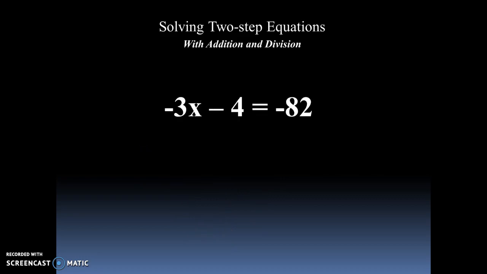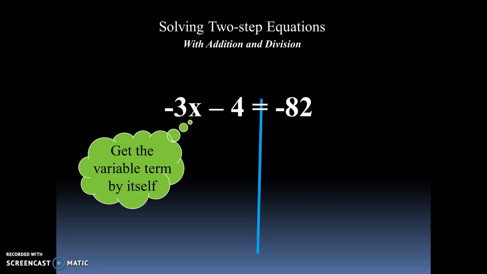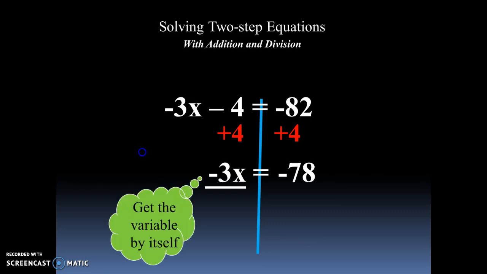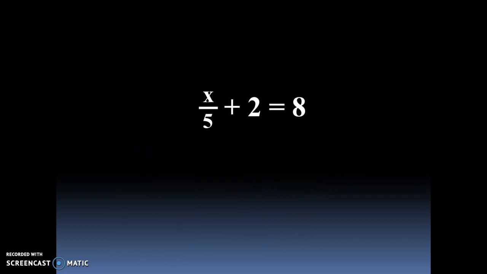Here's another two-step, this time with a minus to bug you. All right. So first, get the variable term by itself by getting rid of the positive 4. Be careful with negative signs, right? Integers. Now, when you divide both sides here, the coefficient is negative 3. So you're going to have to divide both sides by exactly that negative 3, and being careful to remember the rules for division. A negative divided by a negative is a positive. So negative 78 divided by negative 3, positive 26.